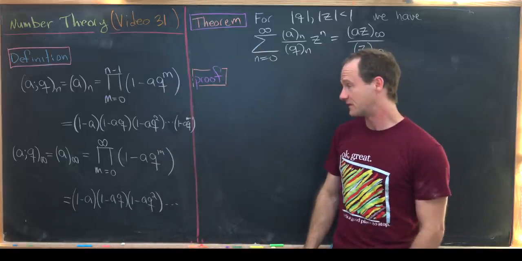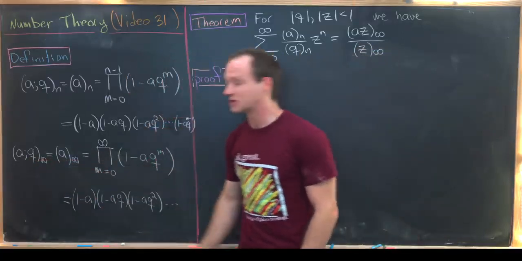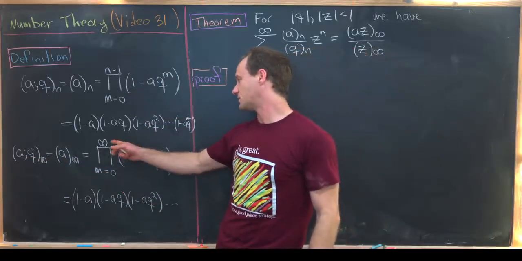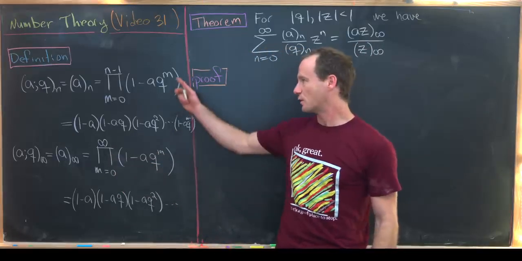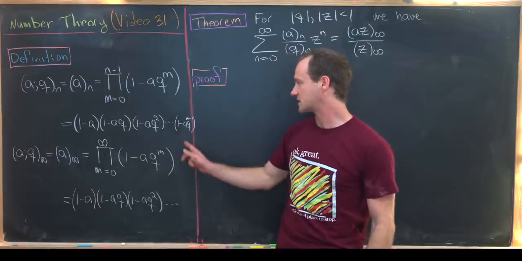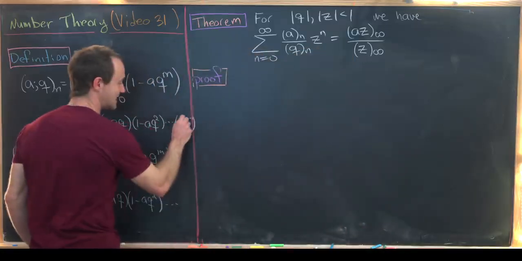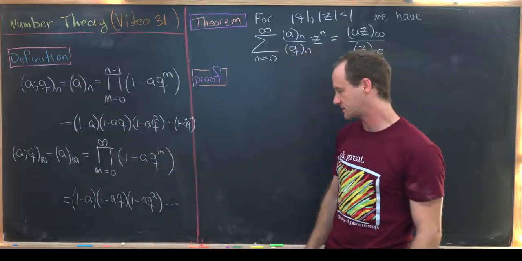But there's an infinite version of this object. And so that's (a;q)_infinity or just (a)_infinity. And that's the product as m goes from 0 up to infinity of the same thing. So that's essentially what we have up here, just an infinite product instead of a finite product. That's a little bit messy, but that ends at n minus 1, so it's a product of n terms.